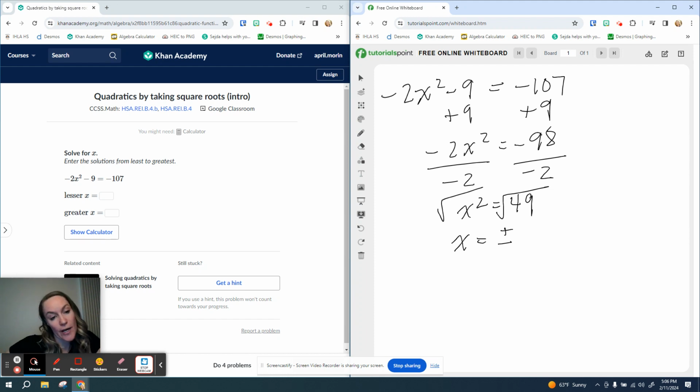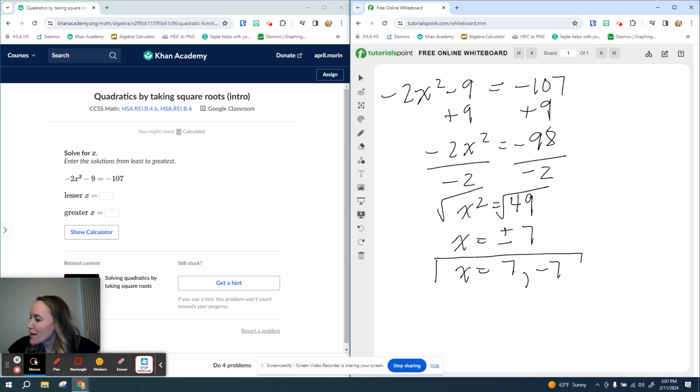49 is a square. The square root of 49 is 7. So then I have 2 solutions. I have x equals positive 7, and I can write x equals negative 7. Another way that we like to write this in math is I can also just write a comma, and I can write negative 7. So when you're writing it on your paper, I know a lot of you write it on your paper when we do Khan Academy, right? But I'm just giving you some ideas about how we write math, right?